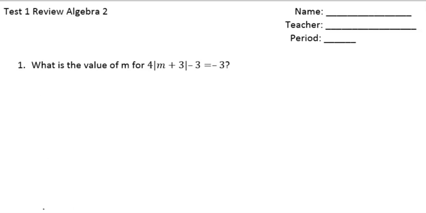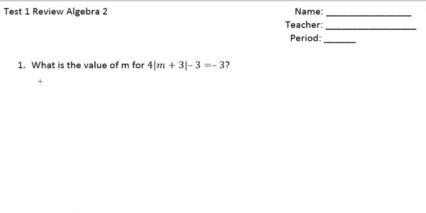Test 1 Review Algebra 2. Number 1. What is the value for m for 4 absolute value of m plus 3 minus 3 equals negative 3?